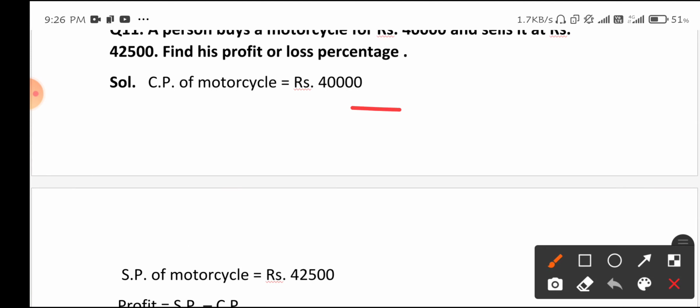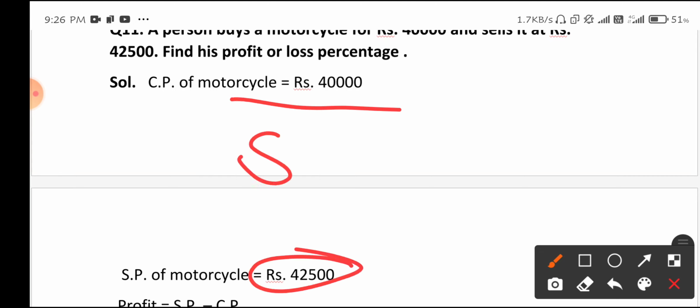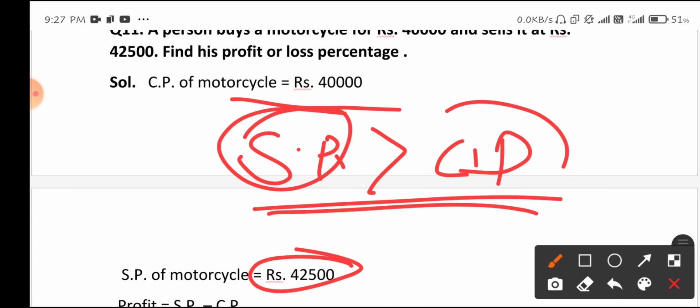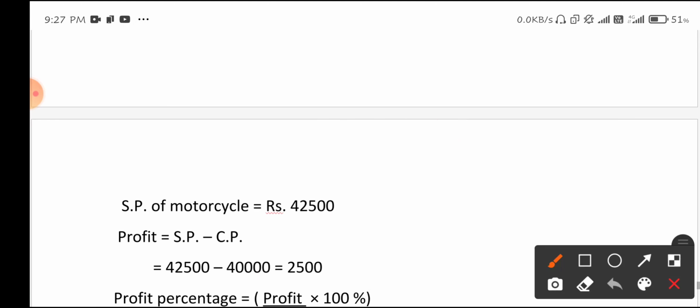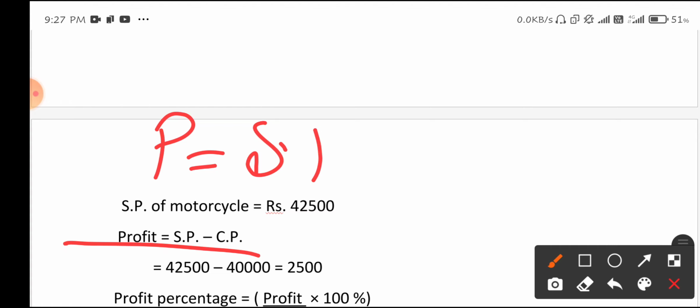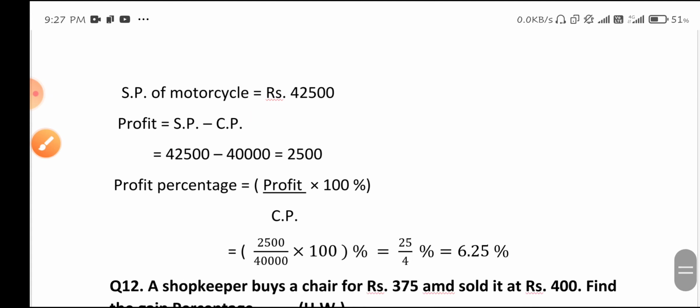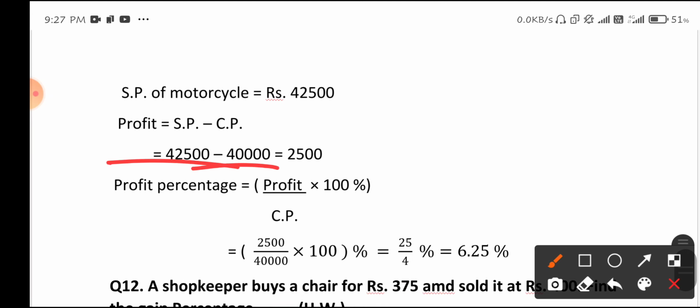Now compare this. Compare CP and SP. So out of CP and SP, which is greater? SP is greater than CP. It means selling price is greater than cost price. उसने ज़्यादा में बेचा और कम में खरीदा तो उसे क्या हुआ प्रॉफिट. So it means profit. So how to find the profit? Profit is SP minus CP. So SP minus CP, 42,500 minus 40,000, it means rupees 2,500 का उससे क्या हुआ प्रॉफिट हुआ.